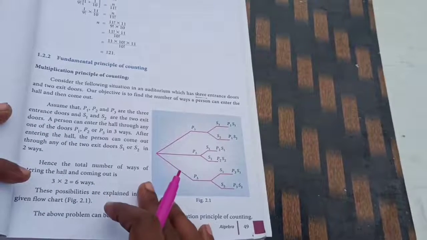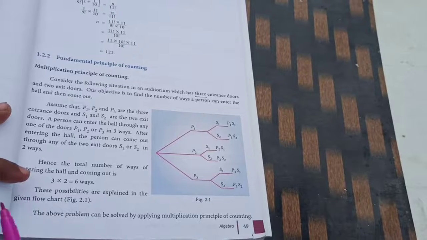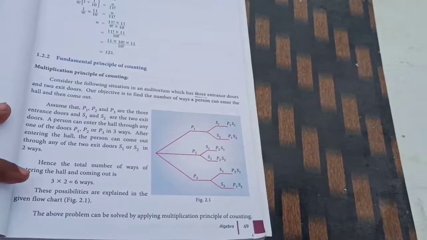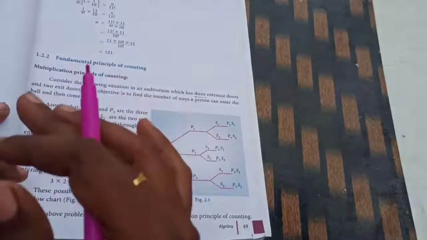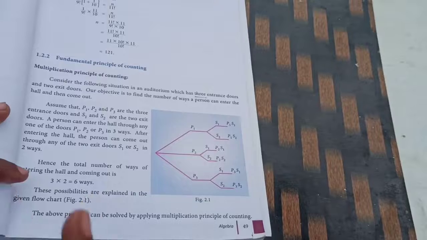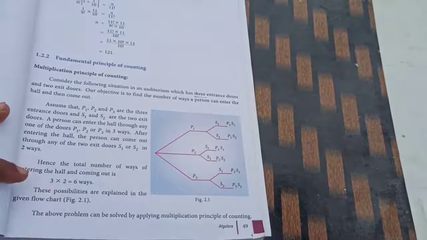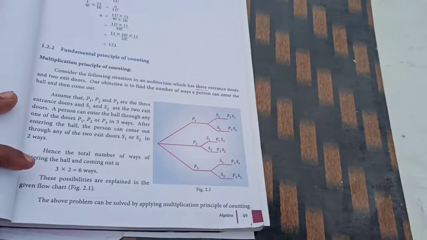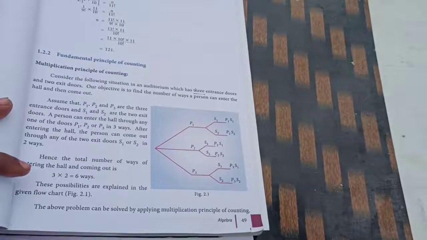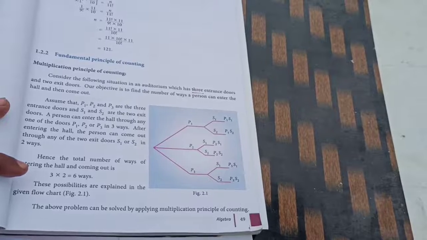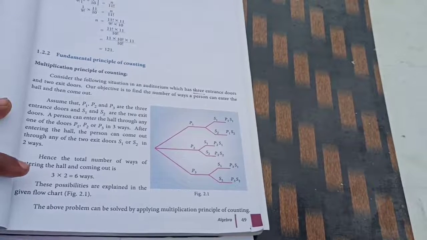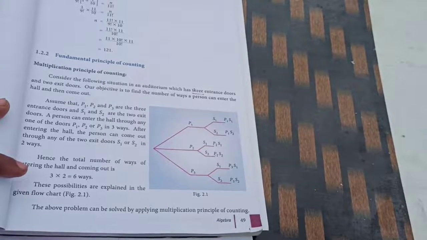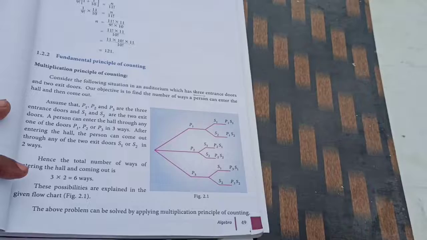Our objective, what we need to find, is the number of ways a person can enter the hall and come out. So if we need to enter into the hall, how many ways are there? I said 3, is it right? Then when he is exiting out, how many exit doors are there? 2. If I am asking how many ways, you will say 3 doors to enter, 2 doors to exit, so 3 into 2, there are 6 ways.